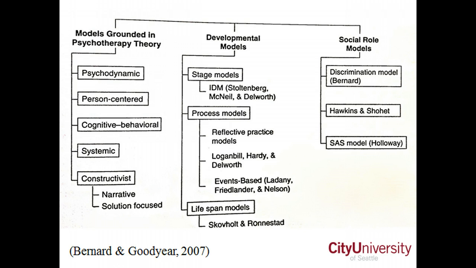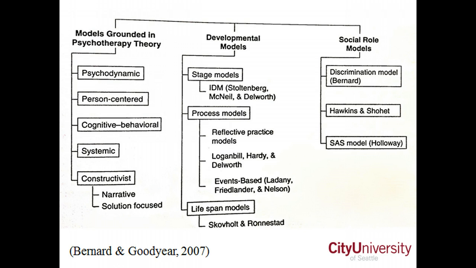You'll notice that there are 3 main lines, or categories of approaches. The first is models grounded in psychotherapy theory. The second is developmental models. And the third is social role models. And you'll notice under social role models is the discrimination model.